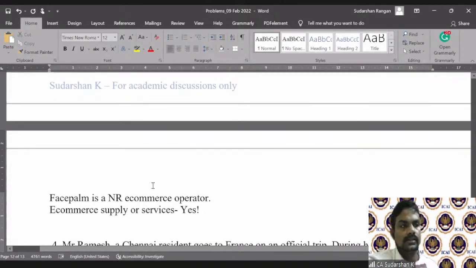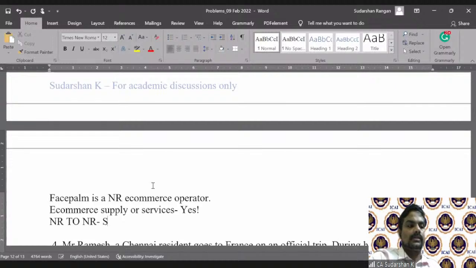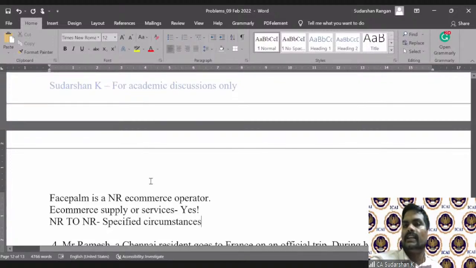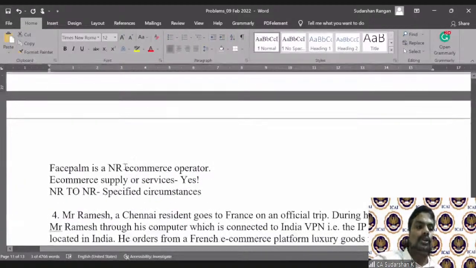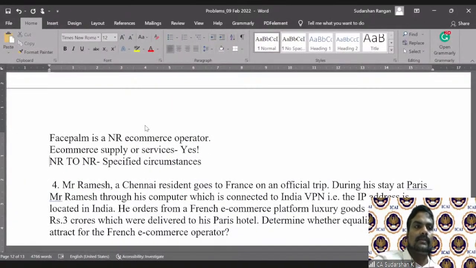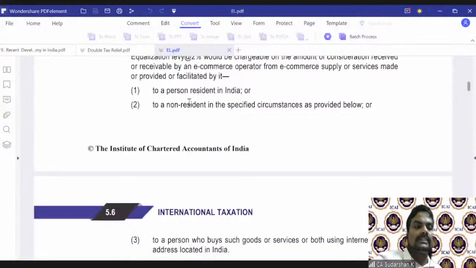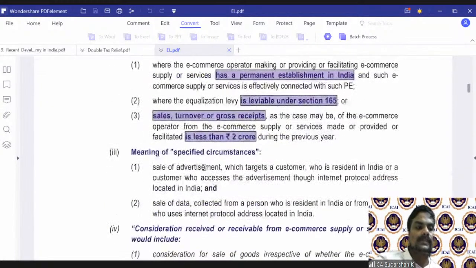Now, the question is NR to NR, specified circumstances. If you recollect, if this service is made to a resident in India, not a problem, straight away tax. But here Tesla USA is the recipient, which is also a non-resident. So non-resident to non-resident means it has to be to a non-resident in the specified circumstances. So what are the specified circumstances? Sale of advertisement which targets a customer who is resident in India, or a customer who accesses the advertisement through internet protocol address in India, and sale of data collected from a person who is a resident in India. So both these conditions are satisfied.